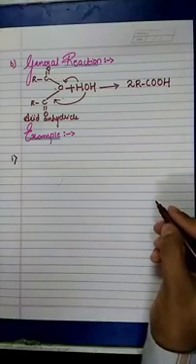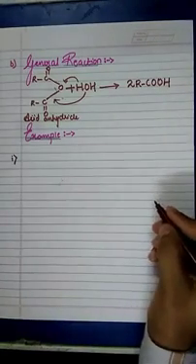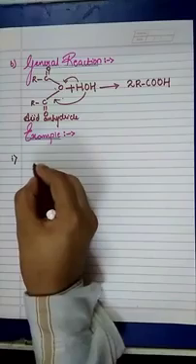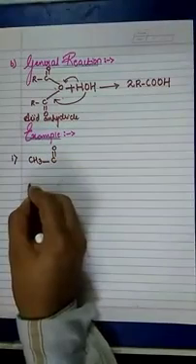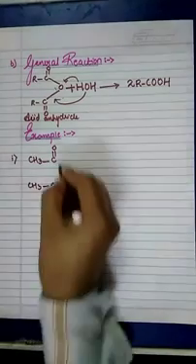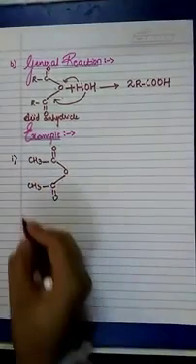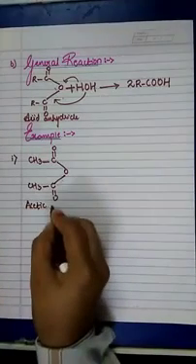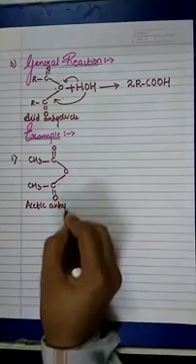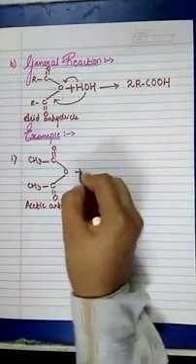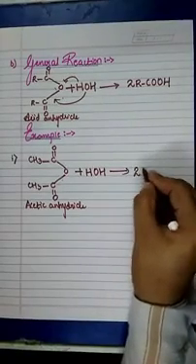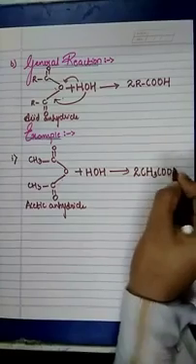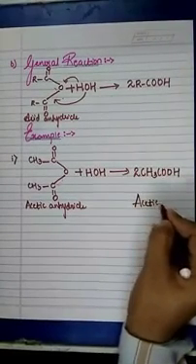First example is preparation of aliphatic acid from acid anhydride. Let us take here CH3, C double bond O, CH3, C double bond O, O. The name of this compound is acetic anhydride. This acetic anhydride, when it is being treated with water, what will happen over here? The bond will break, and we are obtaining two molecules of CH3COOH, that is your acetic acid.